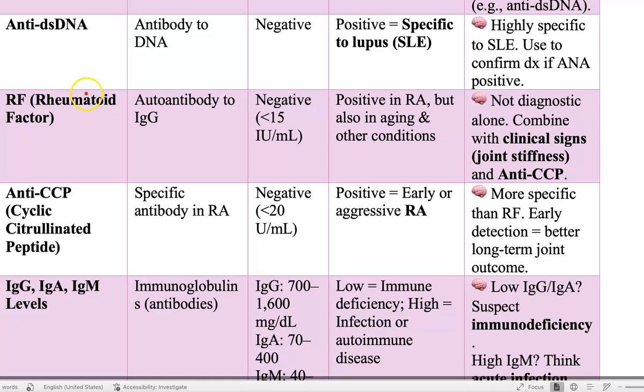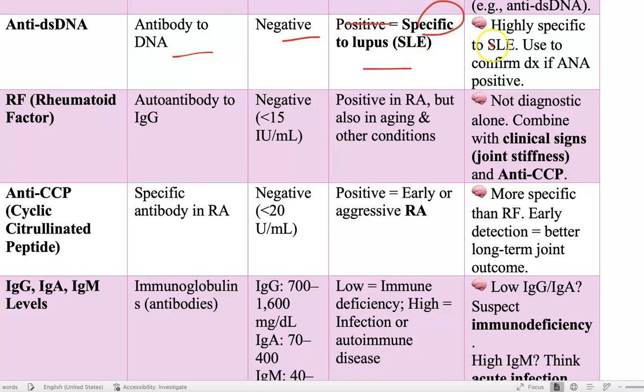Now, anti-dsDNA, antibody to DNA. Negative is what we want. These are just the normal range that we want. If it is positive, it is specific to lupus, period. Okay, that's the way to rule in lupus. Highly specific to SLE, systemic lupus erythematosus, used to confirm diagnosis in ANA positive.